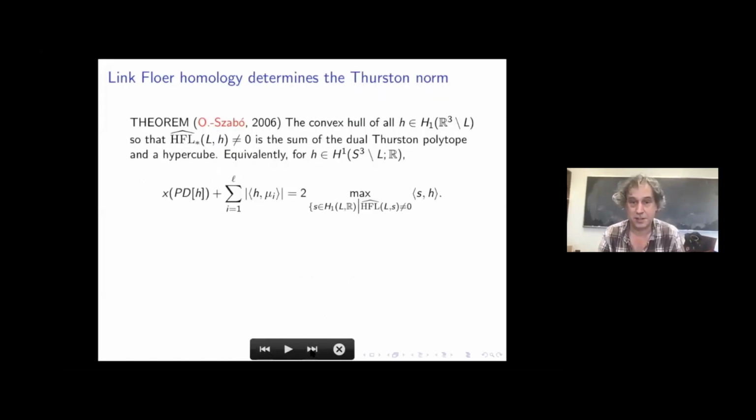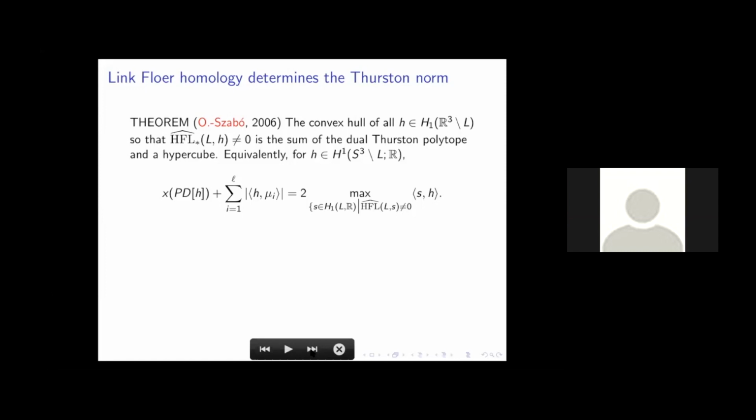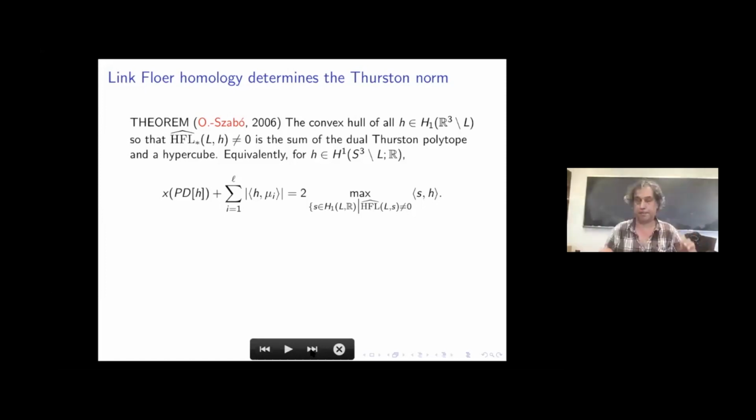It is also related to the Thurston polytope in the following sense. If you think of the grading set of the groups as the first homology of the link complement, then, what I didn't say is it's a finite dimensional vector space, so there are finitely many first homology classes on which the vector space is non-trivial. We take the convex hull of all of those points in first homology, and we get a polytope in the first homology. The statement is that that polytope determines the dual of the Thurston polytope. You take that polytope and add to it a hypercube of side length 2, and you get a bigger polytope, and that's equal to the Thurston polytope.